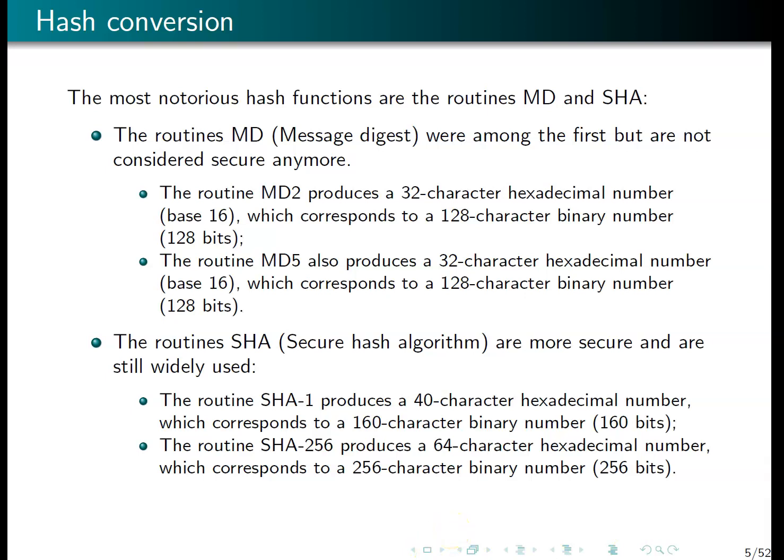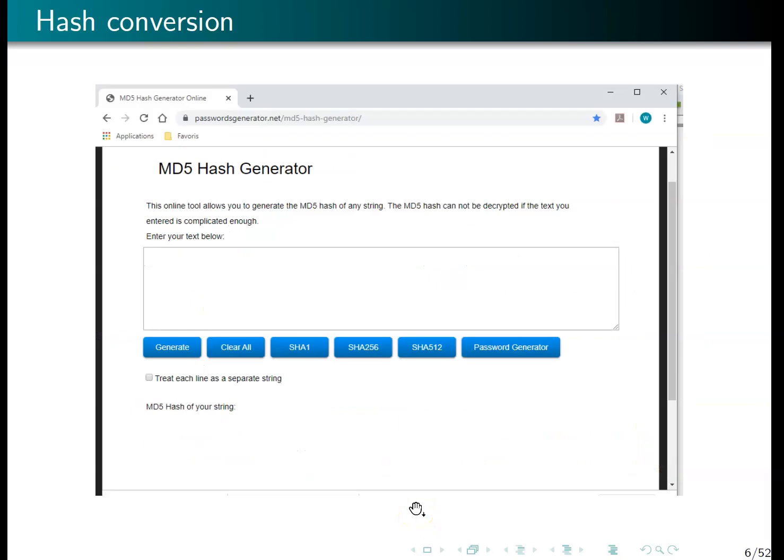When converting hexadecimal numbers into binary numbers, we multiply the number of characters by 4. So if the routine SHA-256 produces a final number that is a binary number with 256 characters, 256 divided by 4 gives 64.